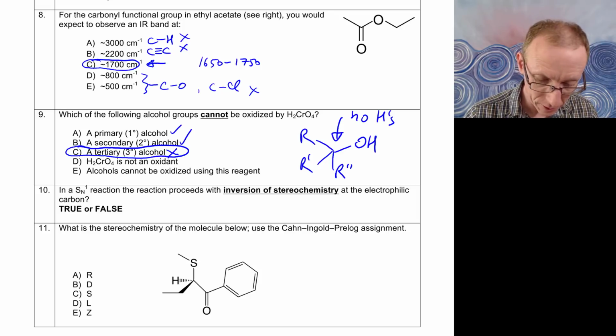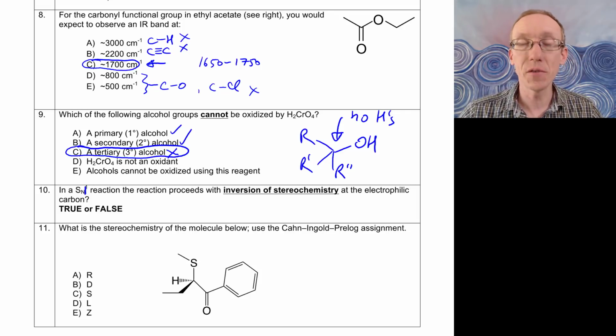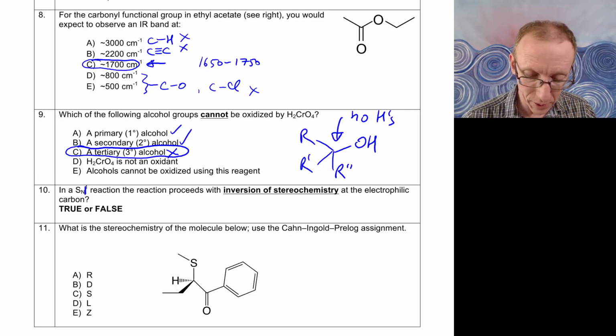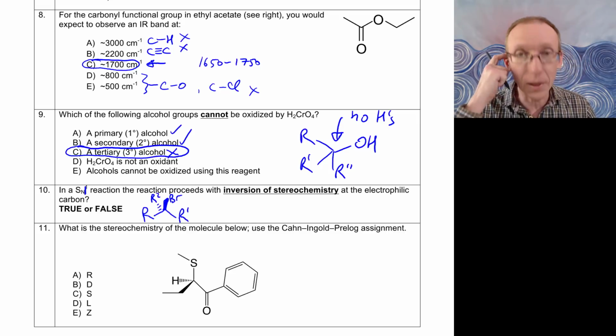Okay, question 10. In an SN1 reaction, that should be number 1, the reaction proceeds with inversion of stereochemistry at the electrophilic carbon. So remember, if we have SN1, we go via a carbocation. So the first step is that we have the alkyl halide. So let's just draw out a simple one like this with a bromine going up, maybe a hydrogen or a second R group going back like that.